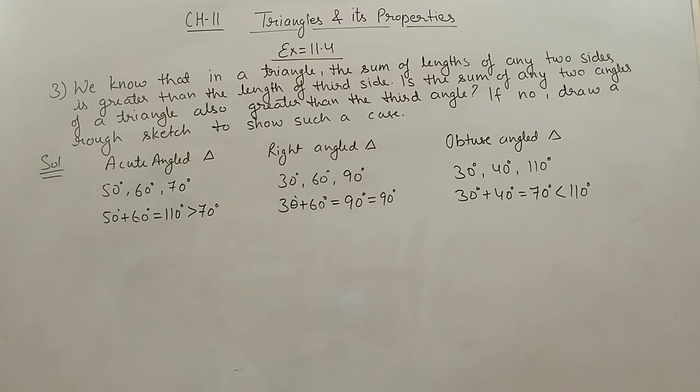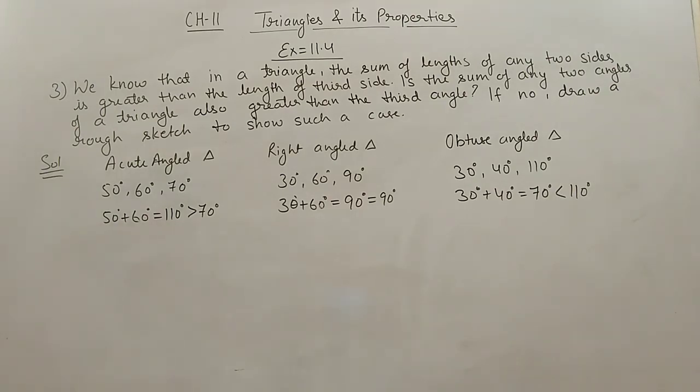Next, question number 3. We know that in a triangle the sum of the lengths of any two sides is greater than the length of the third side. Is the sum of any two angles of a triangle also greater than the third angle? If no, draw a rough sketch to show such a case. To check this, we will take one example of each type of triangle: acute angle, right angle and obtuse angle, because we have to check on the basis of angles.